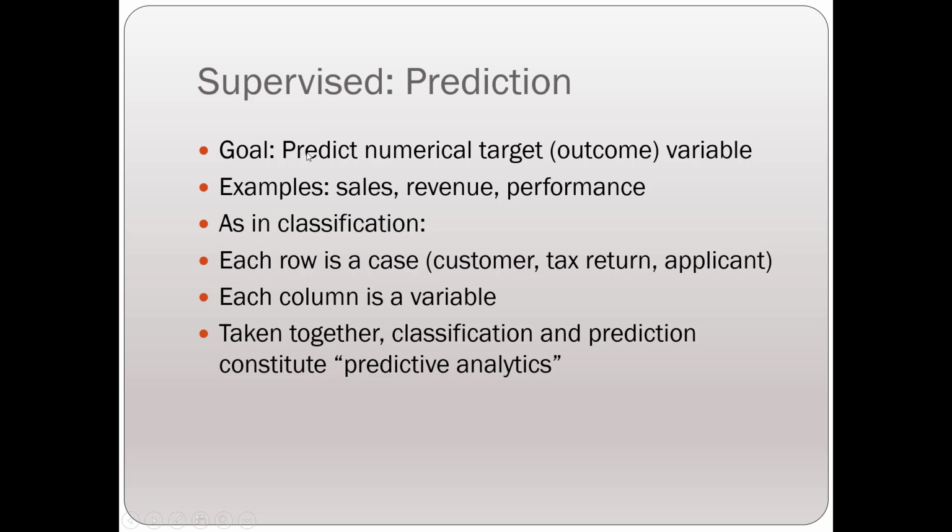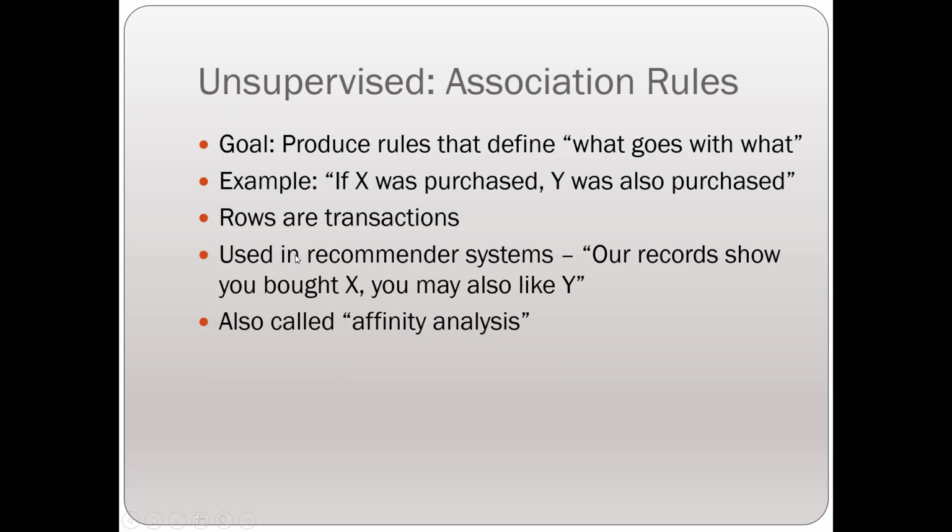Supervised prediction is where the target variable, the outcome variable, is an interval variable like sales or revenue or performance, like the example that I mentioned, the price of a used car that we want to predict. Once again, you have rows of data and columns of variables, and you have a target that is interval. Taken together, classification and prediction is what we call predictive analytics.